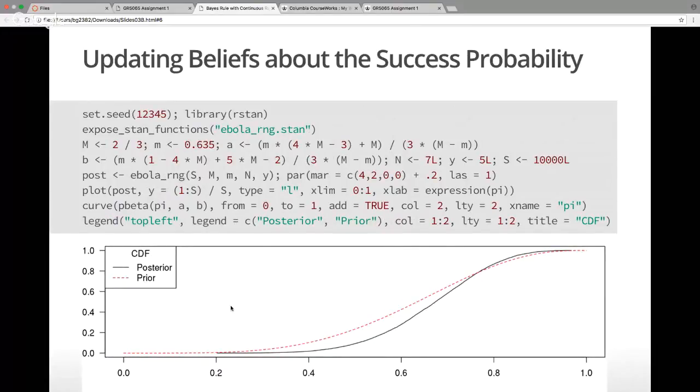So in order to do this, you need to load the rstan package. It has a function called expose_stan_functions. If you save the previous slide, or it's on Canvas now, ebola_rng.stan, it will compile those functions and export them to R for you. So now I just put in maybe reasonable values for the mode and the median in R. I translate them into A and B in order to use later.